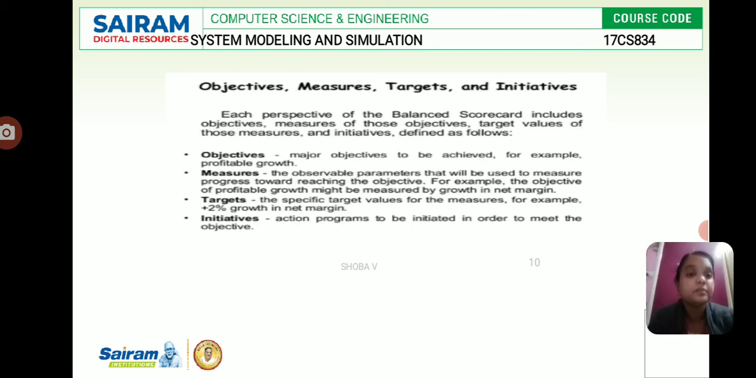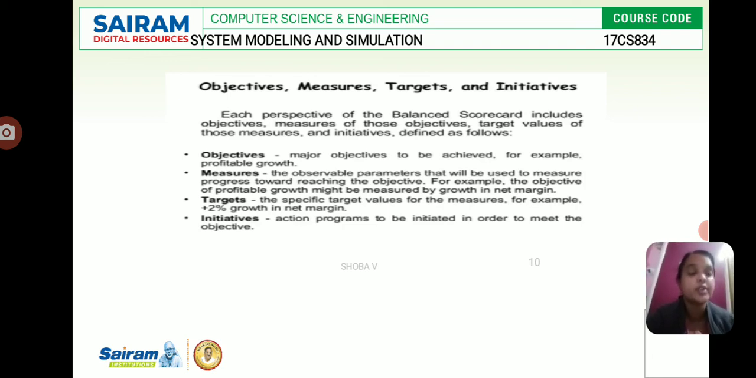Measures are the observable parameters used to measure the progress towards reaching the objective. For example, the objective of profitable growth might be measured by growth in net margin. The major objective is to be achieved, for example profitable growth.